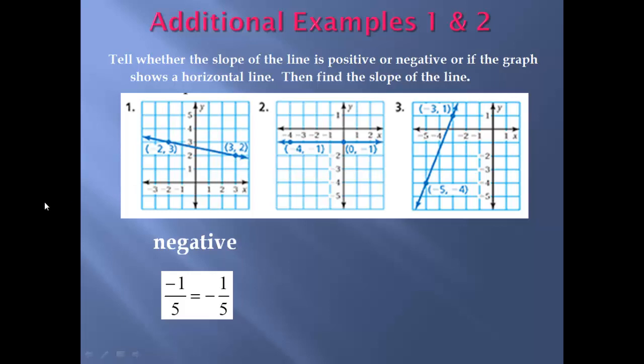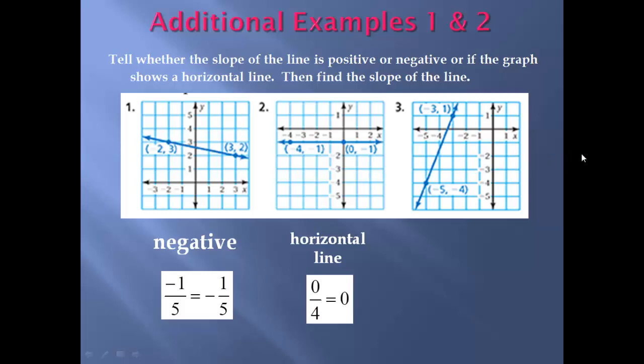For number 2, this is a horizontal line. So our slope for a horizontal line is 0. We do not rise and we do not fall, so the top would be 0, and then from our first point to our second point we go over 1, 2, 3, 4. So 0 over 4, or 0 divided by 4, is 0. The slope of a horizontal line is always 0.